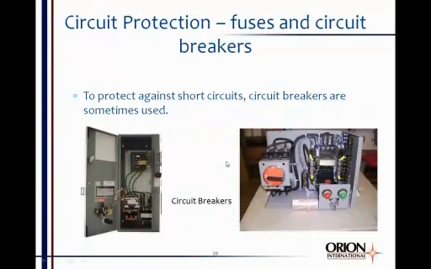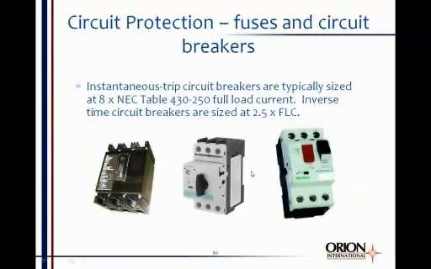You may find circuit breakers used instead of fuses. Here you see circuit breakers in use to protect what's downstream. Now, if you're going to use an instantaneous trip type of circuit breaker, again, you're going to use the table value, the 430.250 table value of full load current, and you're going to multiply it by 8 to determine what size instantaneous trip circuit breaker you need.